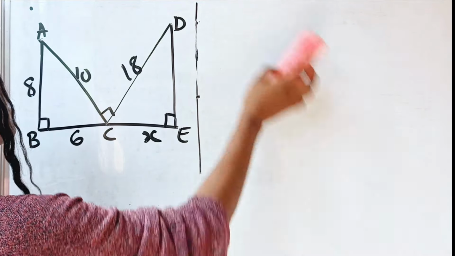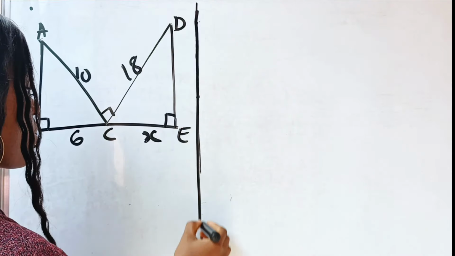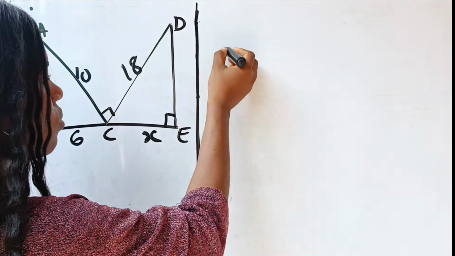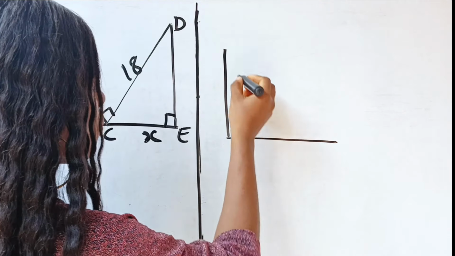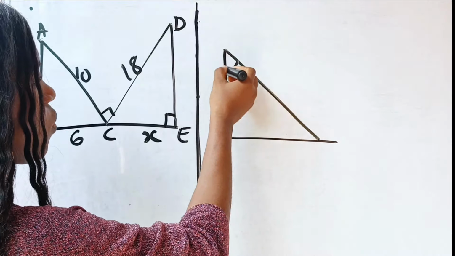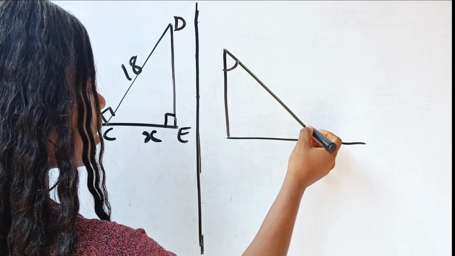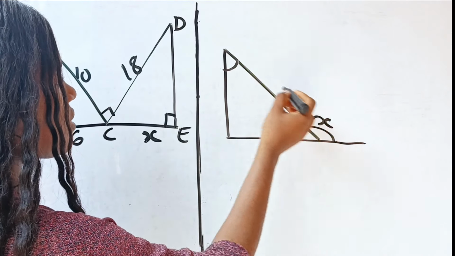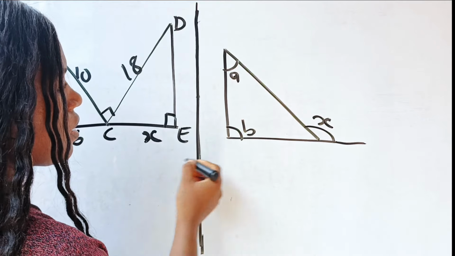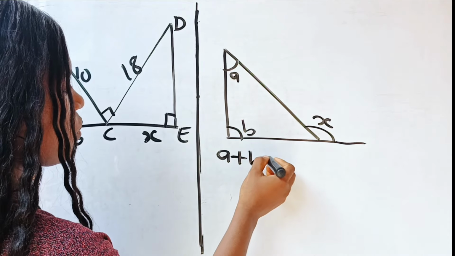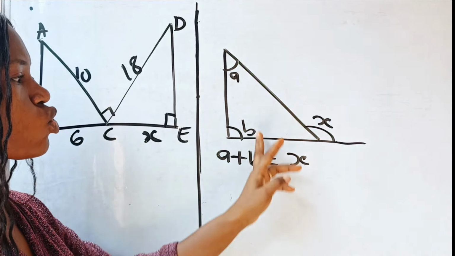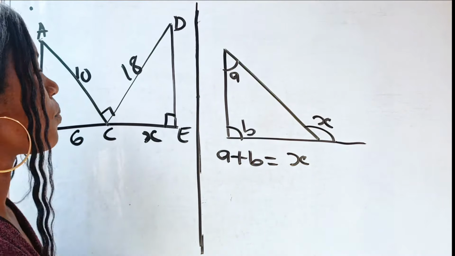Now remember, there is a triangle theorem that states that the sum of the two opposite angles, this is what I mean, is equal to the external angle. Now, if this is x, this is A, and this is B, then A plus B will be equal to x. This is equal to the sum of the two opposite interior angles.